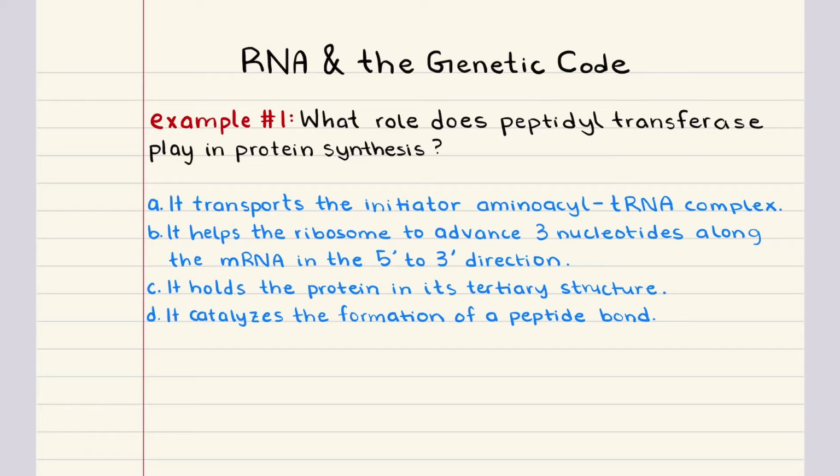A says it transports the initiator amino-acyl tRNA complex. That is not correct. The initiator transfer RNA is brought to the ribosome by initiation factors, not by peptidyltransferase. So that's not what we're looking for. B says it helps the ribosome to advance 3 nucleotides along the messenger RNA in the 5' to 3' direction. This process is called translocation, and it's actually carried out by elongation factors, not by peptidyltransferase. So again, this is incorrect.